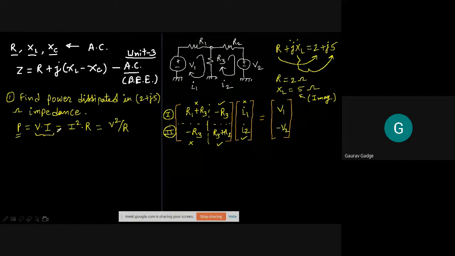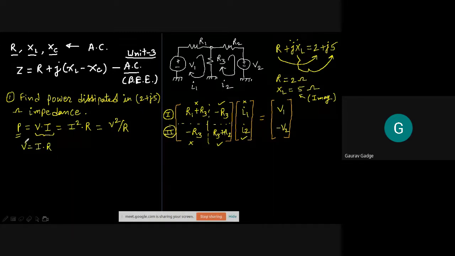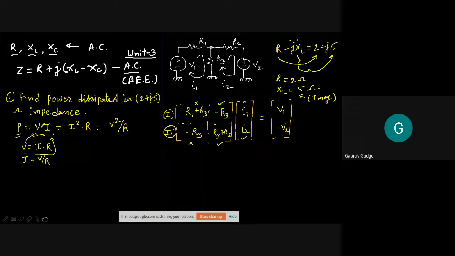See how we are writing I square R or V square upon R by using Ohm's law, where V is equal to I into R. So if we put V is equal to I into R in this equation, what we get? I into R into I, that is I square R. If we put I is equal to V upon R in place of current, then V into V upon R, that is V square upon R.